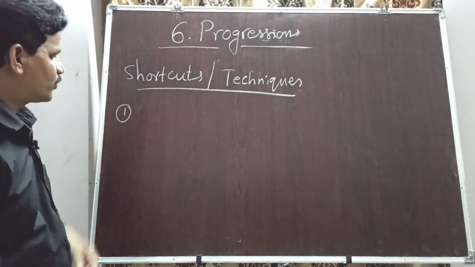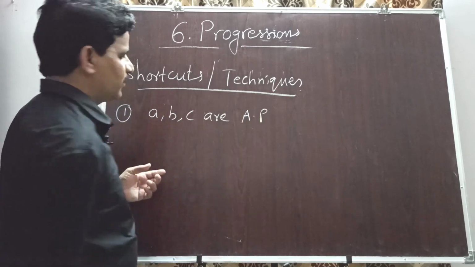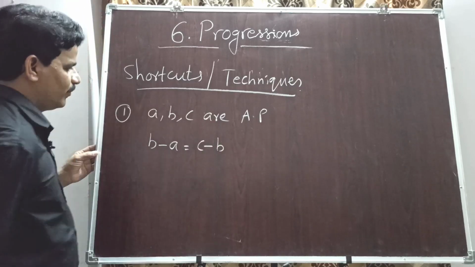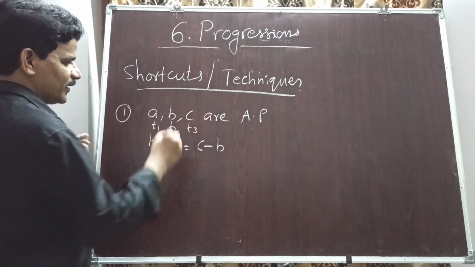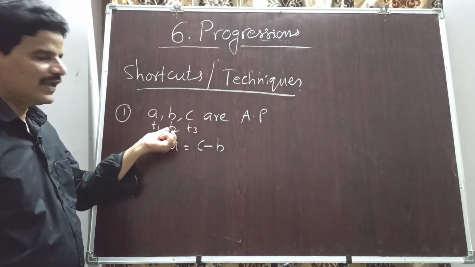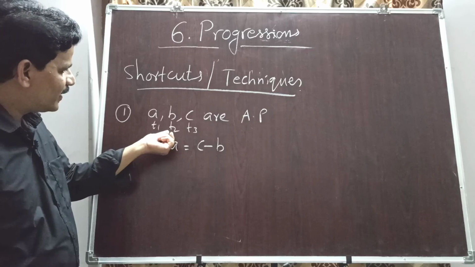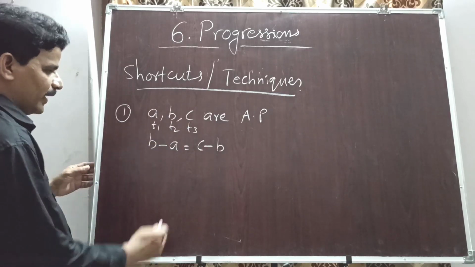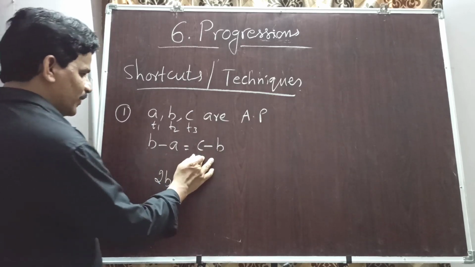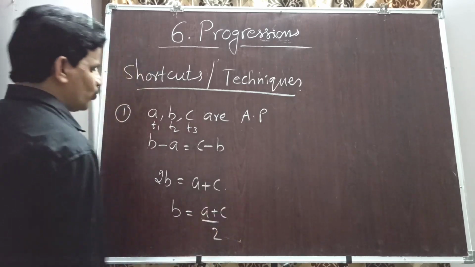Shortcuts or techniques. First one: whenever a, b, c are in arithmetic progression, then b minus a is equal to c minus b. Here it is T1, it is T2, here it is what? T3. So the common difference is given by what? T2 minus T1 or T3 minus T2. Therefore T2 minus T1, nothing but b minus a, is equal to T3 minus T2, meaning c minus b. Otherwise we can take minus b to this side, minus b plus b, 2b equal to, when a goes to that side it becomes a plus c, or b equal to a plus c by 2.